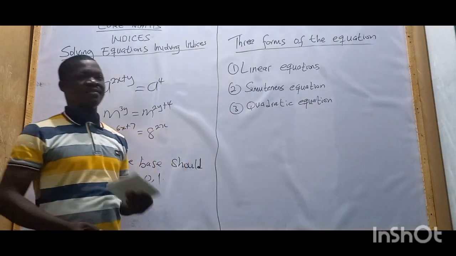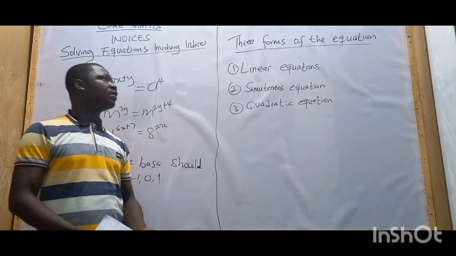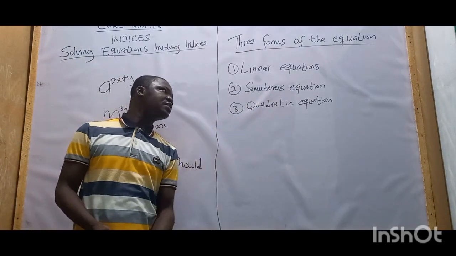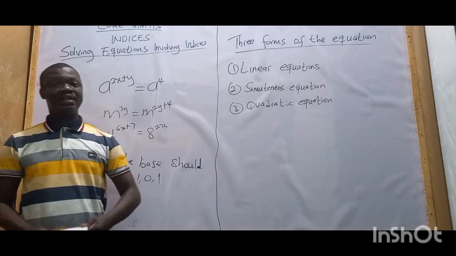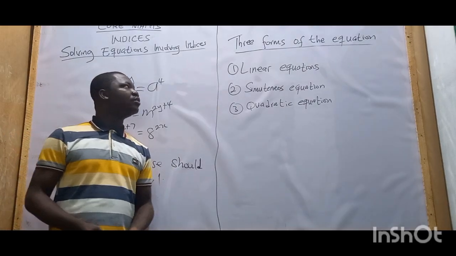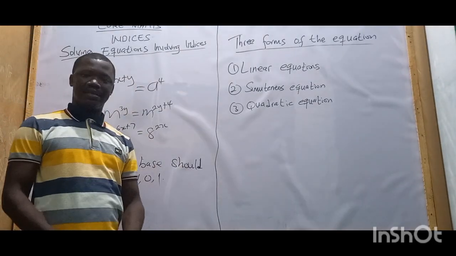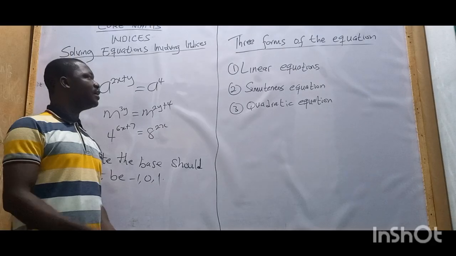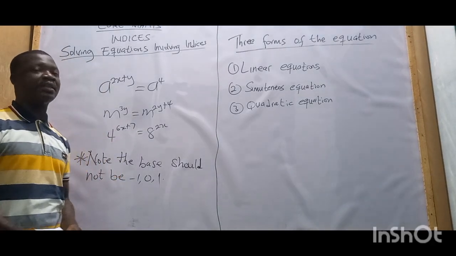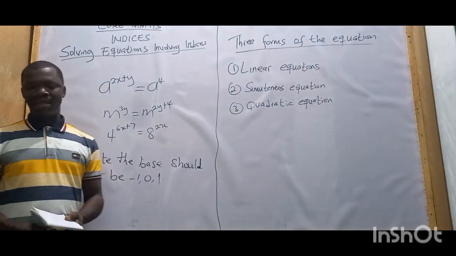In WASSCE, indices is just basic knowledge, so they don't stress too much, but because you don't know what will come, I'll treat 1 or 2 questions involving quadratic so that when you see them somewhere, you can handle it, right? So these are the forms of equation involving indices may take. It can either be linear, simultaneous, or quadratic. So when you see the question, you have to know whether it is what? Linear, simultaneous, or what? Quadratic. So let's start with the linear.